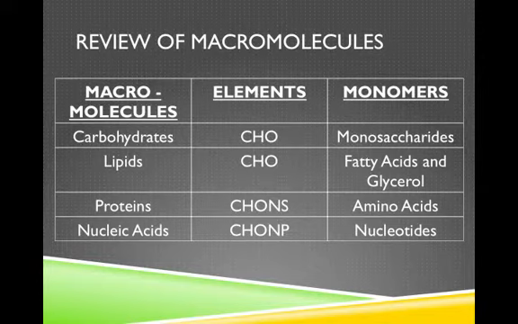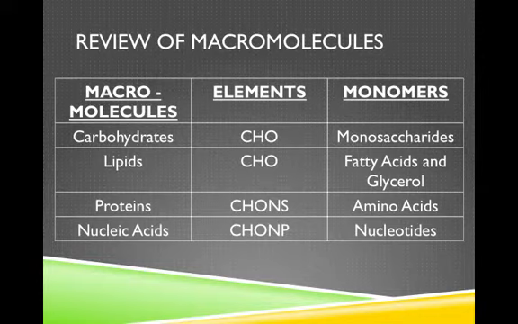If you remember, carbohydrates were made up of the elements carbon, hydrogen, and oxygen, as was lipids. Remember, carbohydrates were in the proportion of C-H2O. Remember, carbohydrate meaning water. Lipids had carbon, hydrogen, and just a little bit of oxygen. Proteins had carbon, hydrogen, nitrogen, and sulfur. Remember, protein started with P and protein had no P. And nucleic acids had carbon, hydrogen, oxygen, nitrogen, and phosphorus.